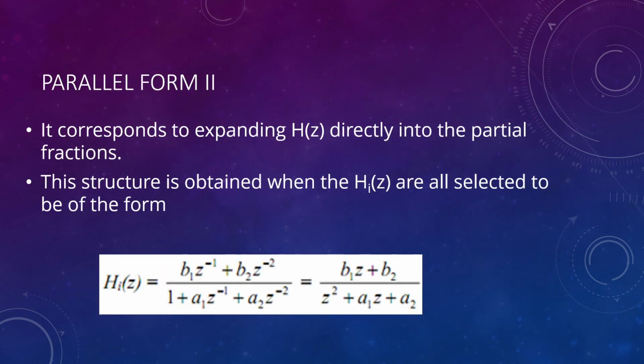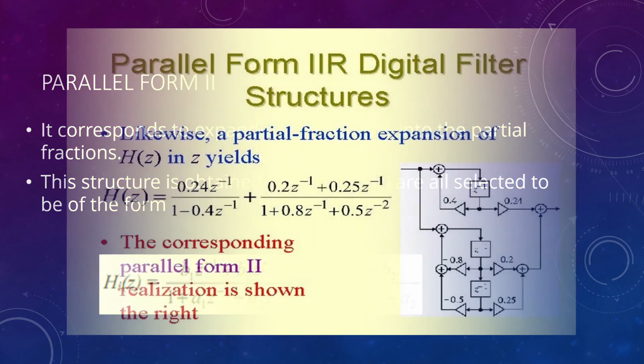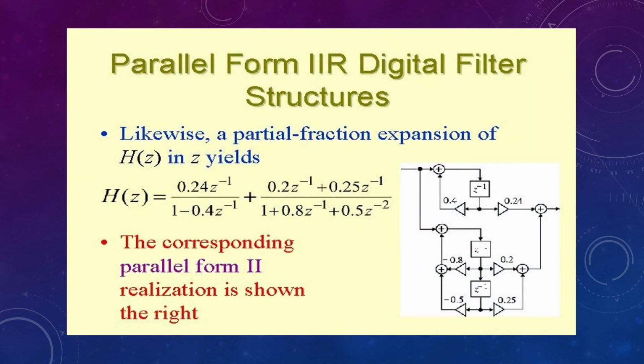Coming to parallel form 2, it corresponds to expanding H(z) directly into partial fractions. This structure is obtained when Hi(z) are all selected to be of the form (b1 z^-1 + b2 z^-2)/(1 + a1 z^-1 + a2 z^-2). Likewise, a partial fraction expansion of H(z) in z yields H(z) equals 0.24 z^-1/(1 - 0.4 z^-1) plus so on. The corresponding diagram below is of parallel form 2.